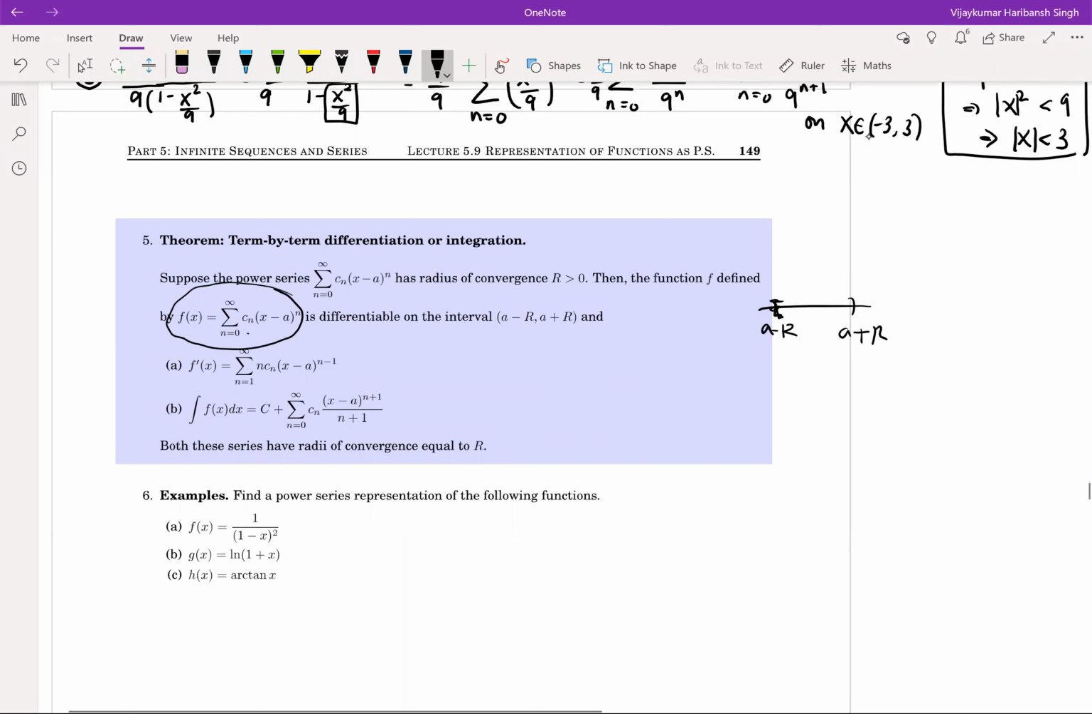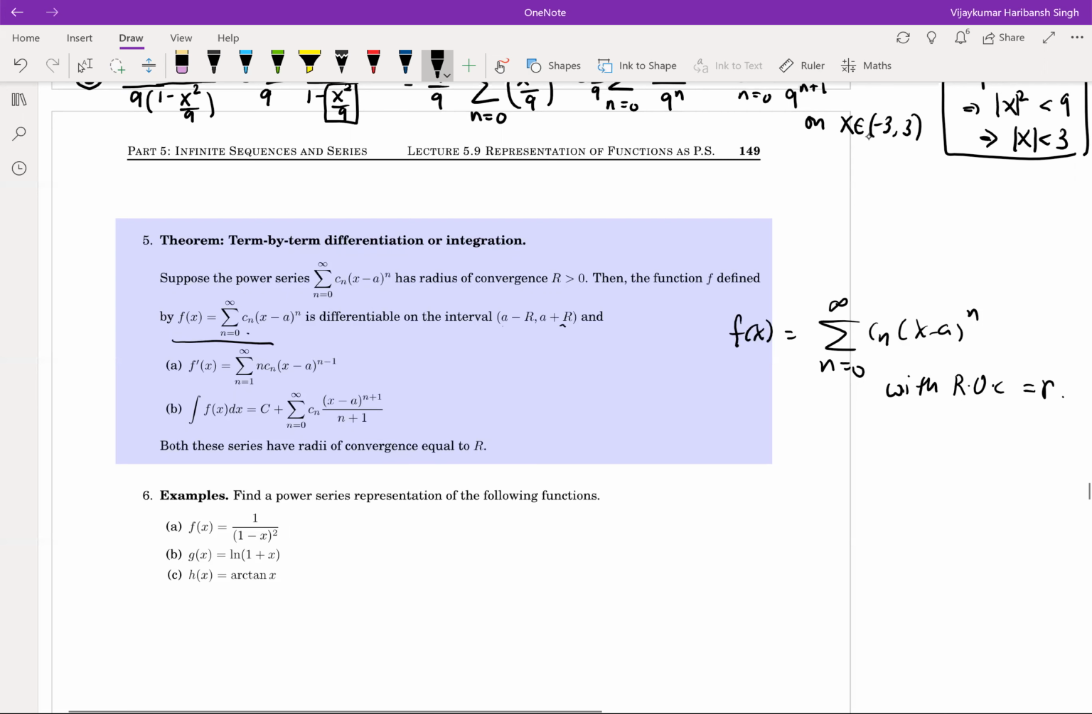Okay, so the idea is, suppose your f of x is given by the power series summation n equals 0 to infinity c_n (x minus a) to the power n with radius of convergence equal to r, then your function is differentiable on a minus r to a plus r.